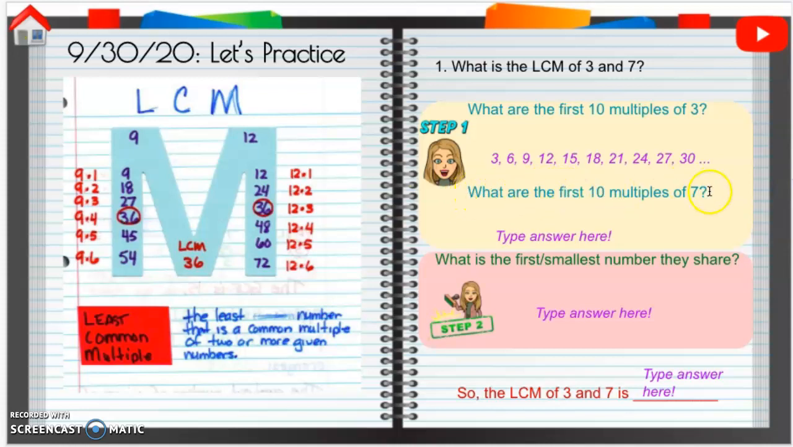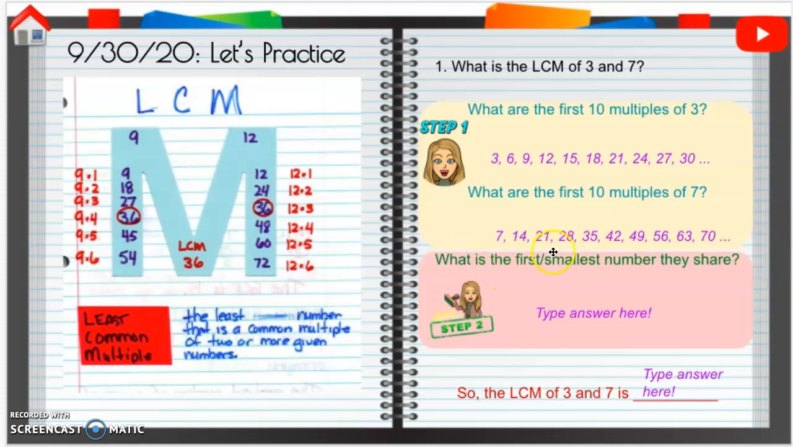Also, what are the first 10 multiples of 7? All right, so we're going to go 7, 14, 21, 28, 35, 42, 49, 56, 63, and then we have 70. And it goes on and on and on, because remember, our multiples go on and on and on.